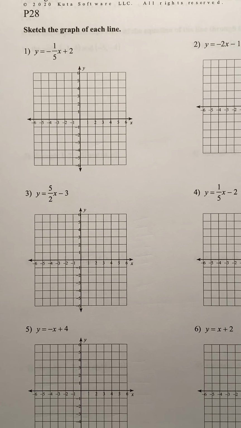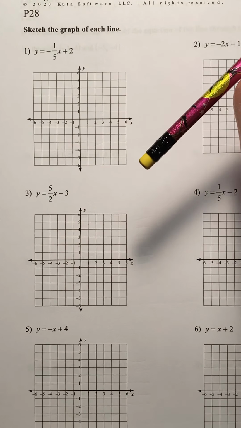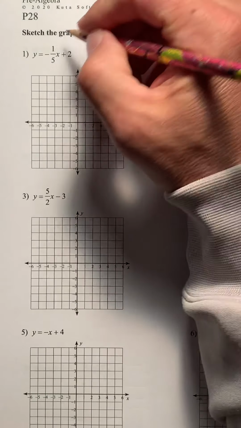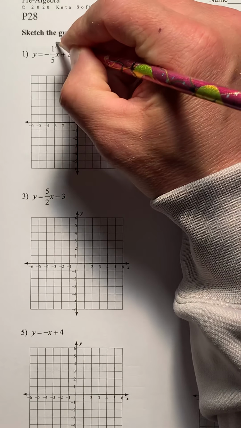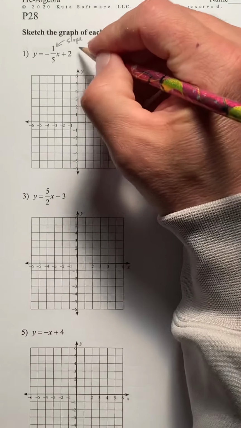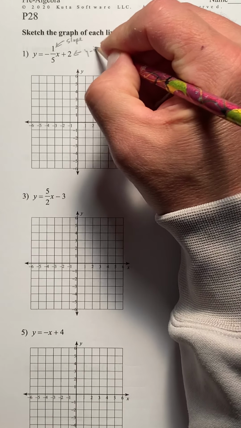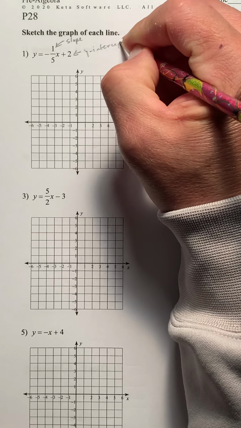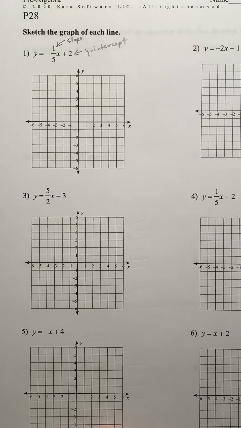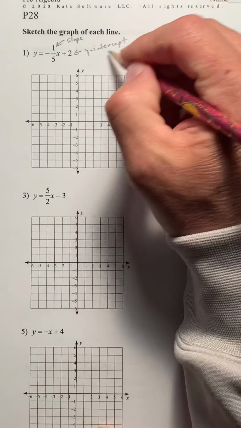In this case, we are looking at graphing the lines that are created by equations. And the things we need to remember from the equations is that the slope is the number in front of the x, and the y-intercept is the number after the plus or minus sign, the constant, if you will. And so in this case, we always want to look at the y-intercept first.